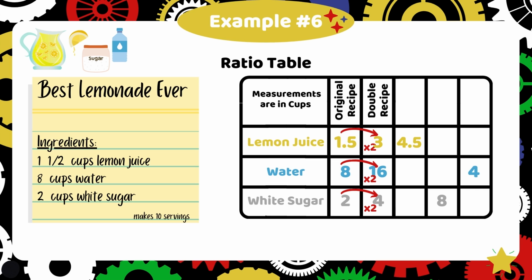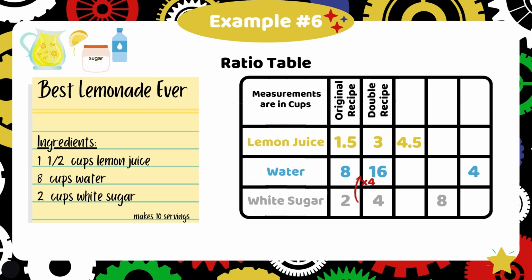So if we wanted to make enough for 20 servings instead of just 10, we would have to double everything. We can't just double the lemon juice or just the water or just the sugar. Otherwise, the flavor will not be the same. So whenever you're doubling a recipe, you have to double all the measurements. Let's fill in the rest of the ratio table.